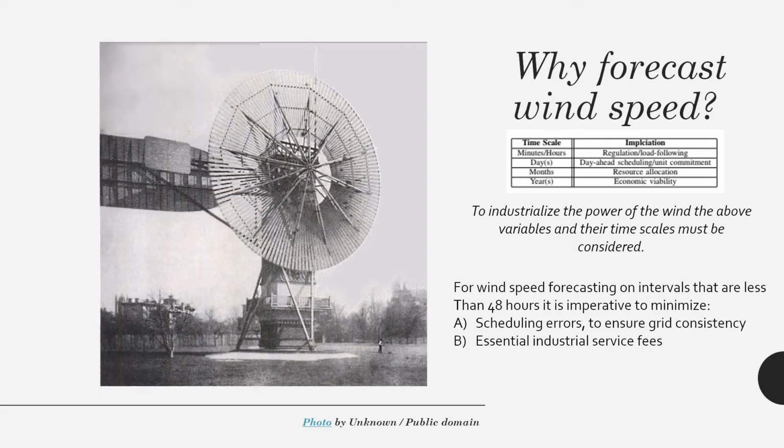You may ask, why forecast wind speeds? Well, to industrialize the power of the wind, several variables and their timescales must be considered. This paper focused on the second variable in the chart on the right-hand side of the slide, day-ahead scheduling and unit commitment. For wind speed forecasting on intervals that are less than 48 hours, it is imperative to minimize scheduling errors, which ensures grid consistency and essential industrial service fees.